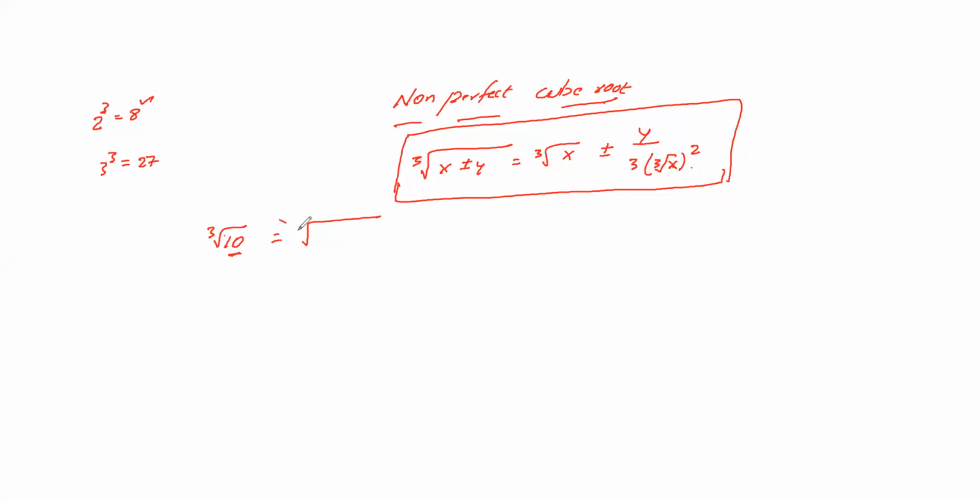So I can write the relation as cube root of 8 plus 2. From this relation we know that x is equal to 8 and y is equal to 2. I'm just substituting the relation here. Cube root of 8 plus, and remember, if plus is here, plus will be there. So plus y is equal to 2 divided by 3 into cube root of 8 whole square. Remember it. The cube root of 8 is nothing but 2. So 2 plus 2 by 3 into 2 square, and the 2 square will get cancelled. 2 plus 1.